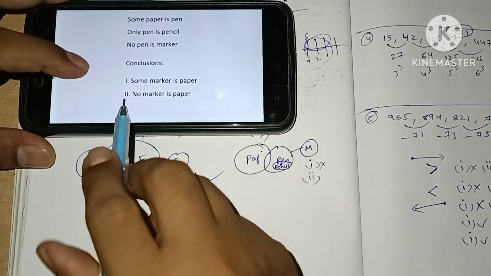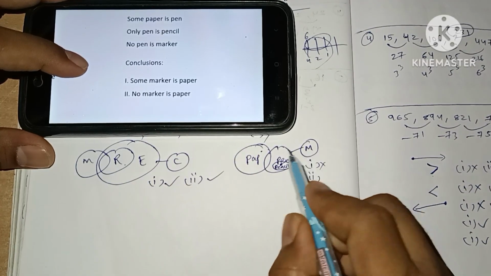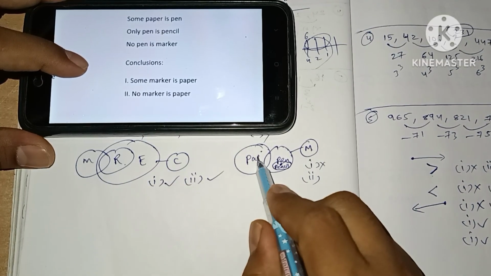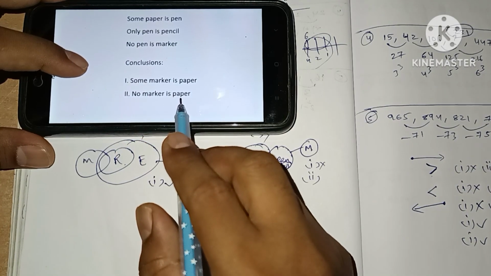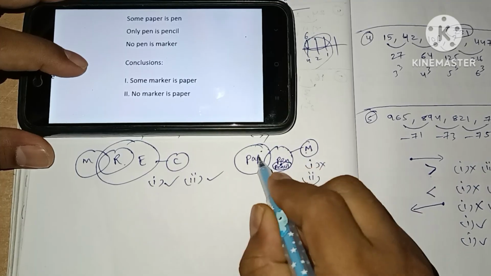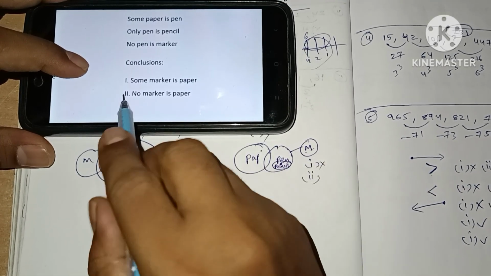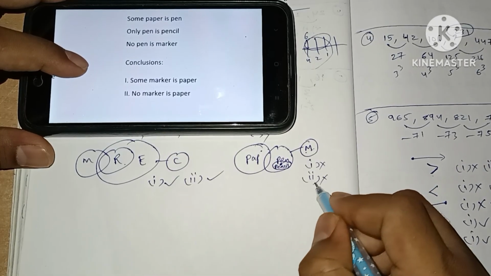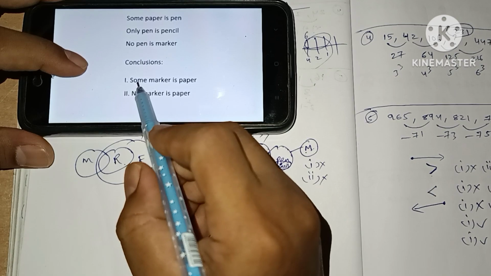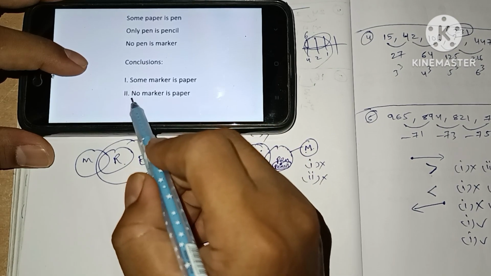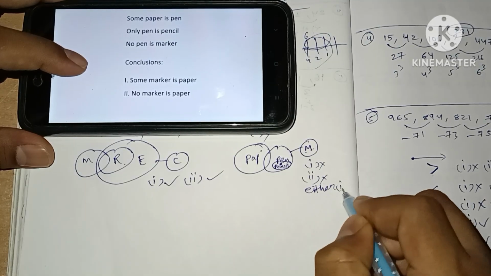Second conclusion: no marker is paper. Here this is marker and this is paper. We check the some case. Some marker is paper is possible. We can share some part of paper with a marker. So the some case is possible, and some case possible means no case fails. Both are false. But here marker and marker, paper and paper, so one statement is positive and one statement is negative. So it is either 1 or 2 is the answer for this one.